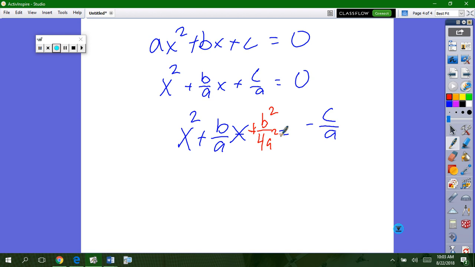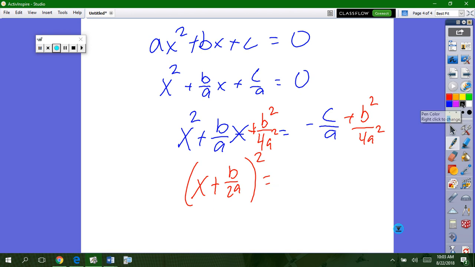Okay? Then, if you recall, if I do this to this side, I have to add to this side, because if not, I change the equation. So I've got to add b squared over 4a squared. Here, it is now a perfect square trinomial, so this goes to x plus b over 2a squared equals, I'm going to get a common denominator here, so this guy needs another 4a, so I'm going to times the 4a top and bottom. They have a common denominator. b squared minus 4ac.